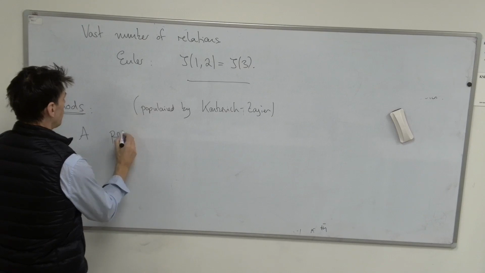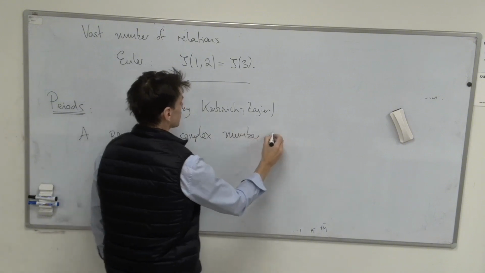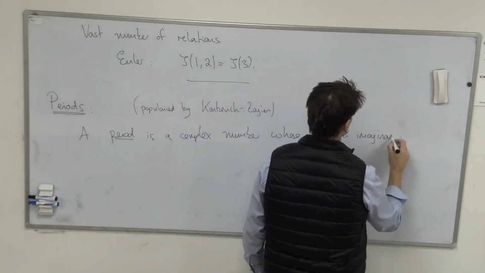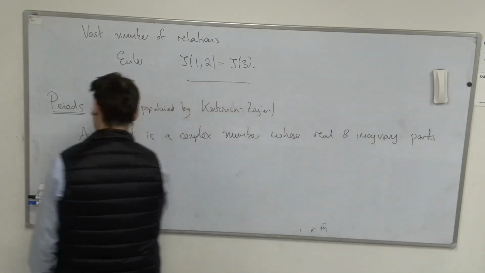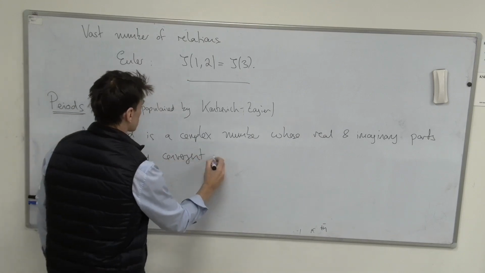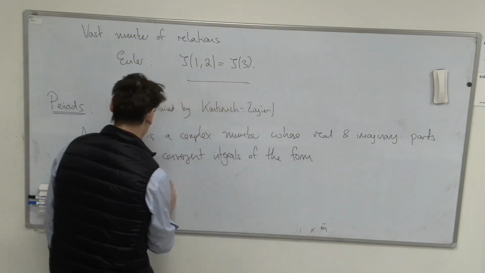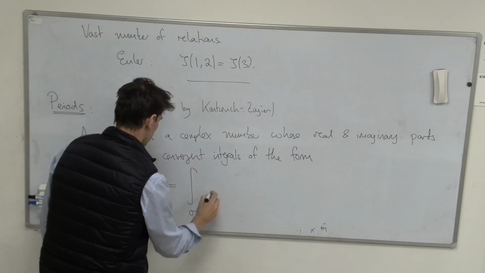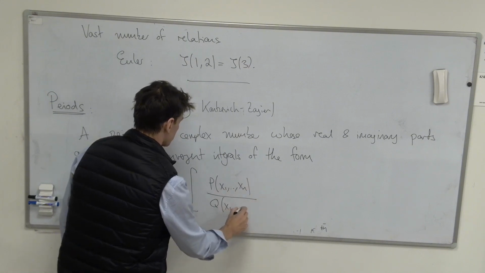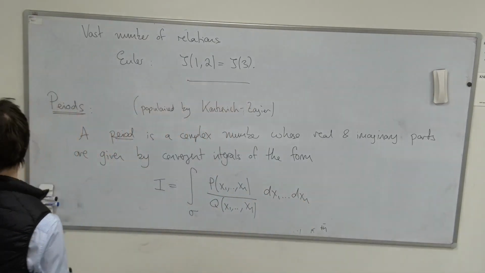I'm going to give the naive one. So a period is a complex number whose real and imaginary parts are given by convergent integrals of the form I, it's really an integral of a rational function over some domain. I'll tell you what in a second.